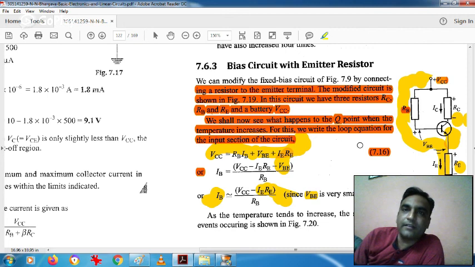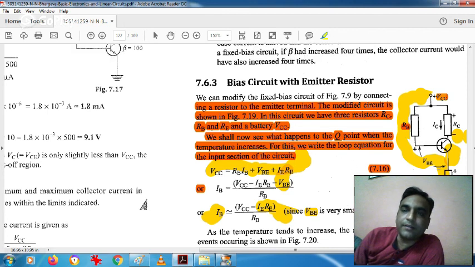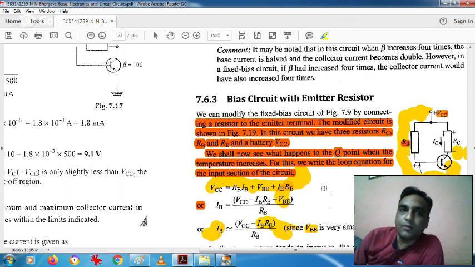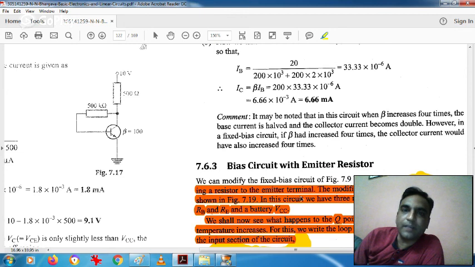So this is the bias circuit with the emitter resistor. These are the three circuits which we have seen: fixed bias, collector to base bias, and bias circuit with the emitter resistor.